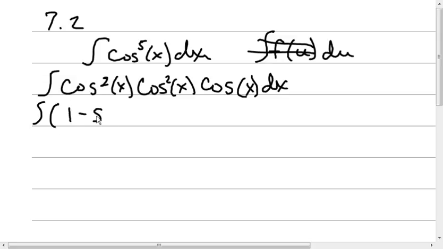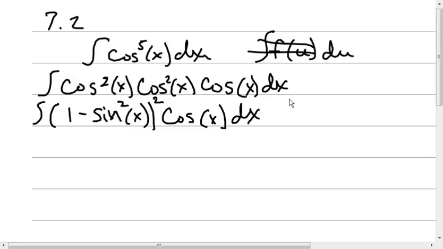1 minus sine squared of x. And there's two of them here, these things, so we'll just square that. And that works. That takes care of these. And then we get times cosine of x, that's still there, dx.